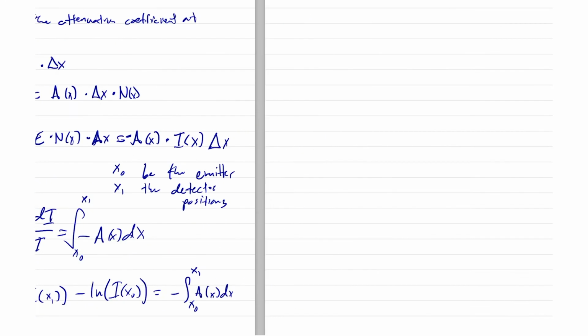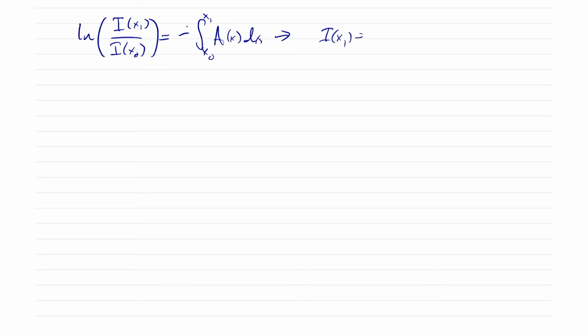We can use the fact that the difference in natural logs gives us a quotient. So we get natural log of I of x1 divided by I of x naught is equal to minus the integral of x naught to x1 of a of x dx. And I see some books go ahead and write this out as I of x1 is equal to I of x naught times e to the minus integral of x naught to x1 of a of x dx. Okay, so there you go. So that's Beer's law.